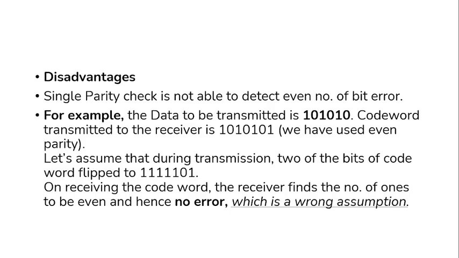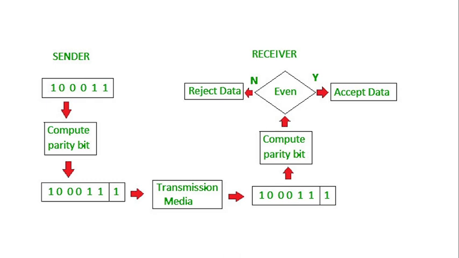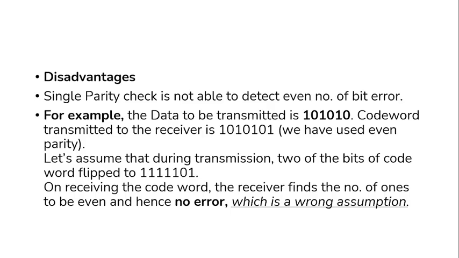The disadvantage is that single parity is not able to detect an even number of bit errors. That was the first problem, the misplacing of 1. The second problem is if even data comes to the receiver by any means, by misplacing or replacing or anything happening, the receiver is going to accept the data, saying that the received data is even. So we cannot find the error in single parity bit.